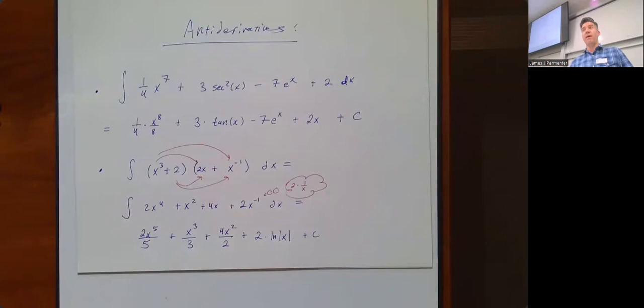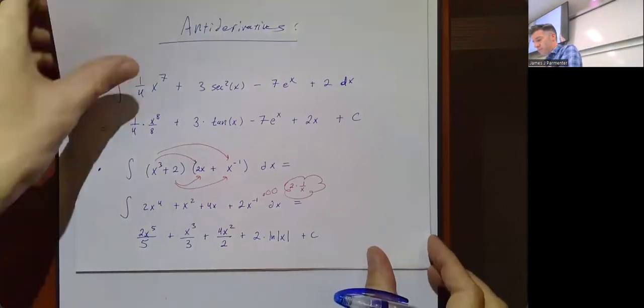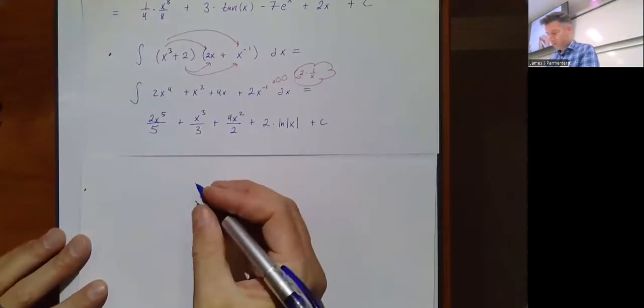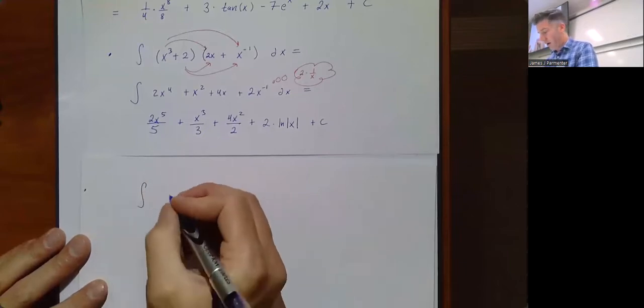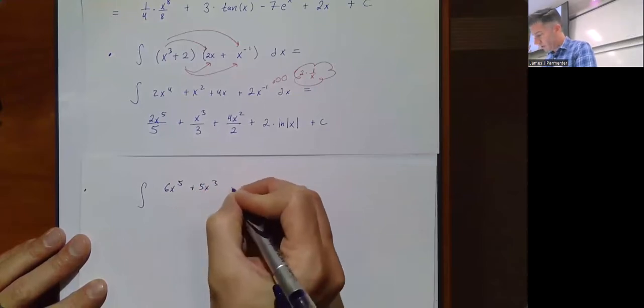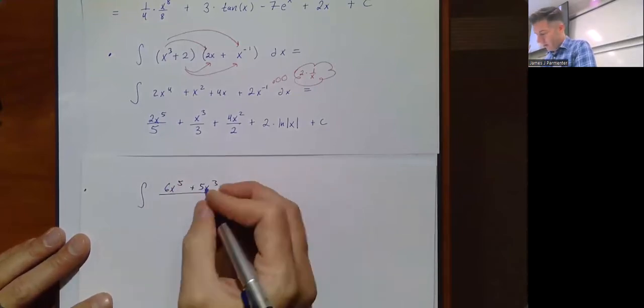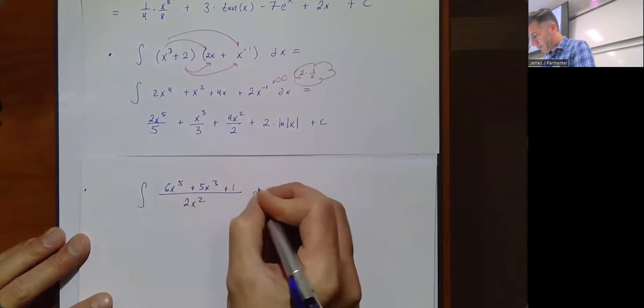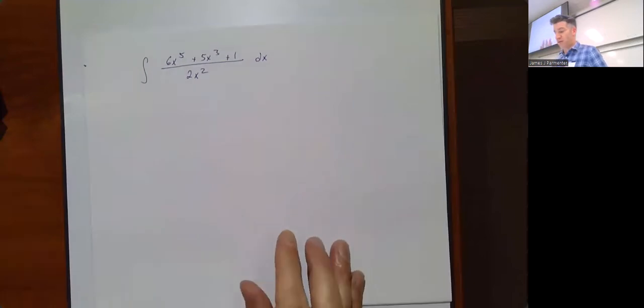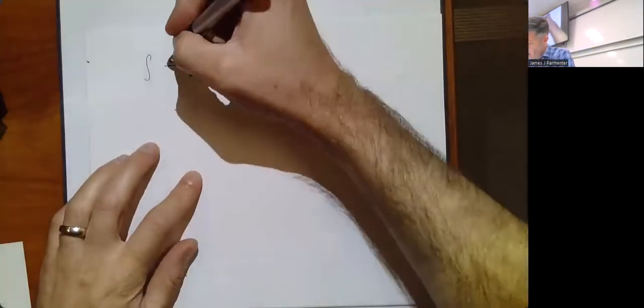A lot of the time, before you anti-differentiate a thing, it's really going to be worth your while to simplify it first, meaning to multiply it out, or maybe like in this next one, to divide a bunch of things. For example, if I wanted to find the antiderivative of 6x to the 5th plus 5x cubed plus 1, all divided by 2x squared, there is no anti-quotient rule. We just have to simplify this thing.